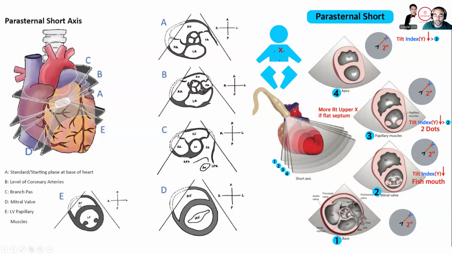If your RV pressure is equal or higher than your LV pressure, you'll start seeing some septal flattening or even bowing of your septum. And then when you see that, you have to reflect, well, is my RV hypertensive, my LV hypotensive, a mix of both, or maybe both of them are hypertensive, but the RV is much worse than the LV. So then you have to put in relationship what's happening in the systemic compartment.